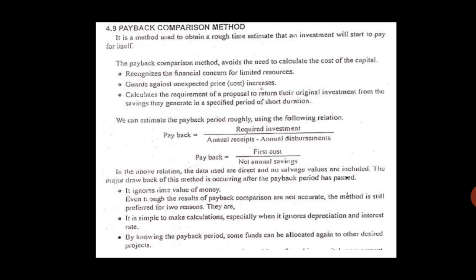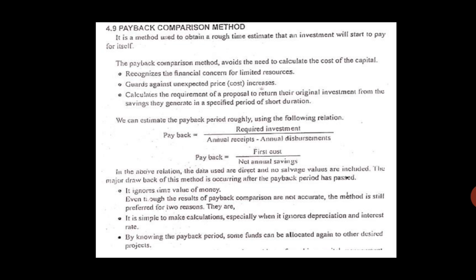So if you buy a taxi for 5 lakh rupees and you are getting 2 lakh rupees every year as annual receipts, and 1 lakh is the annual disbursement towards fuel and driver and all, then your payback period is only 5 years. So this is how you compare. This is a rough time estimate. Got it? So the payback comparison method avoids the need to calculate the cost of the capital.